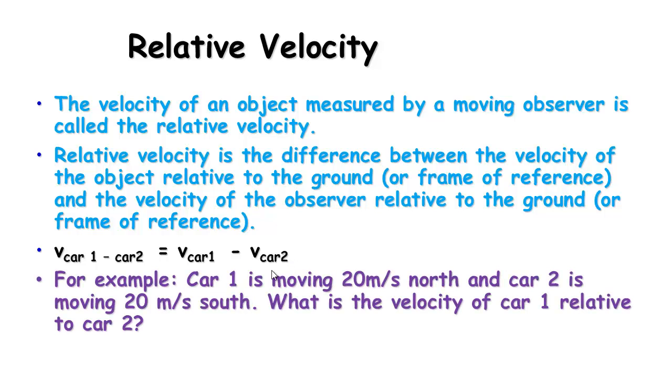So for example, we've got car 1 travelling at 20 meters per second north, car 2 is travelling at 20 meters per second south. What's the velocity of car 1 relative to car 2? Well, if we did it by way of calculation, we'd be saying 20 meters per second north minus 20 meters per second south, which would be 20 meters per second north plus 20 meters per second north. So it would appear from car 2 that car 1 was traveling at 40 meters per second north, or it's disappearing in a northerly direction at 40 meters per second away from car 2.